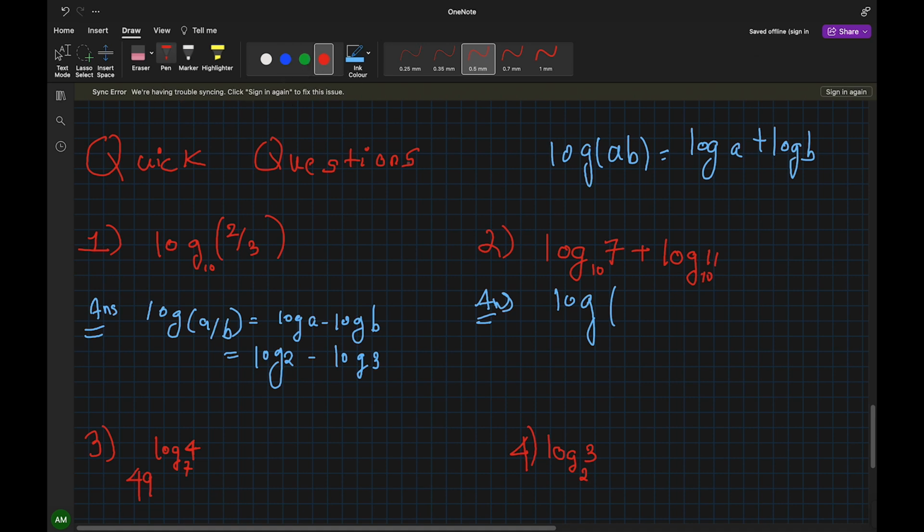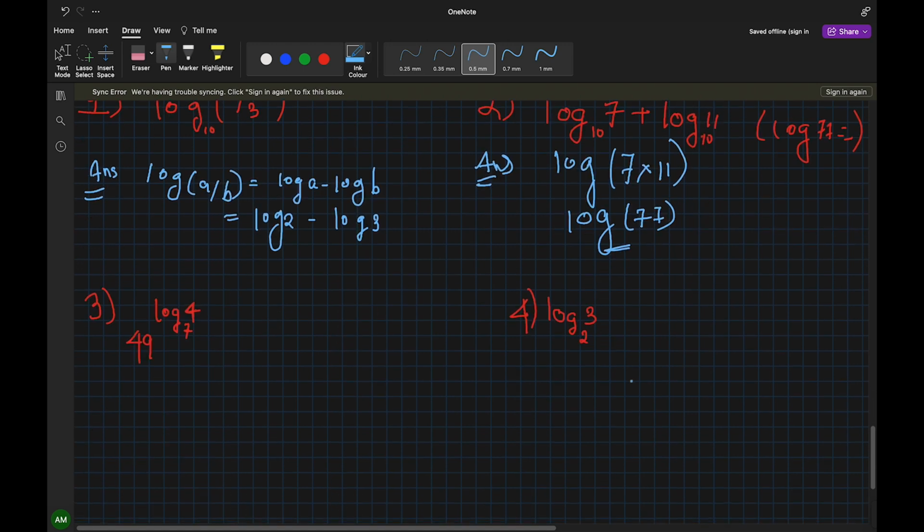Assume that they have given the log of 77, something like that. Then you will do this. So this is log of a into 11, log of a into b, which is log of 77. Keep it like this. Clear?